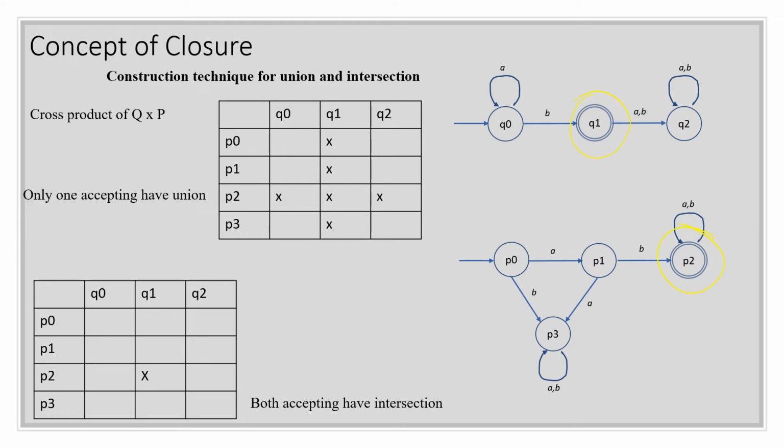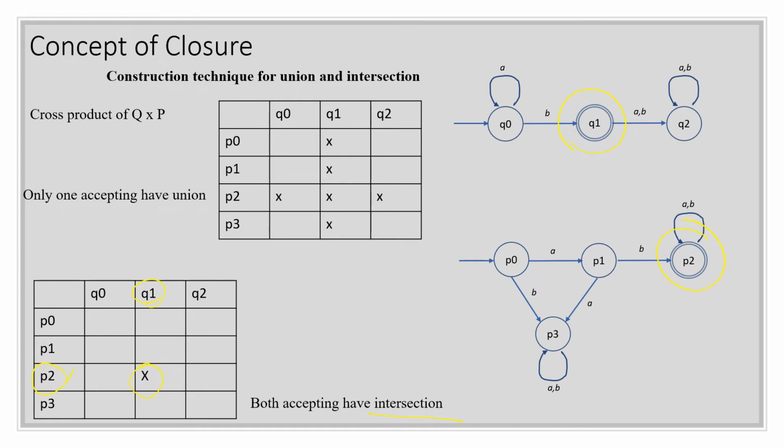So in the cross product, if you have Q1, P0, and you are doing the union, if one of them is accepting, then it will be accepting in the cross product. For intersection, the only accepting state is going to be Q1, P2, because in order to have an accepting state, they both must be accepting for intersection.